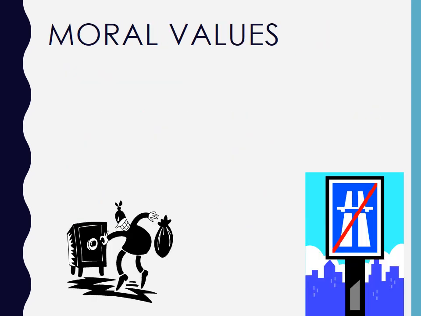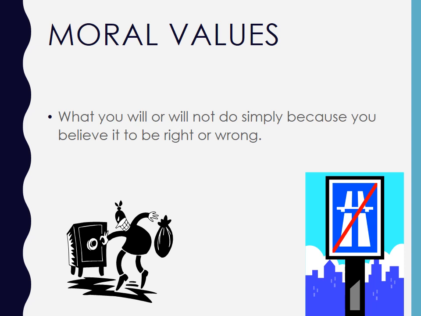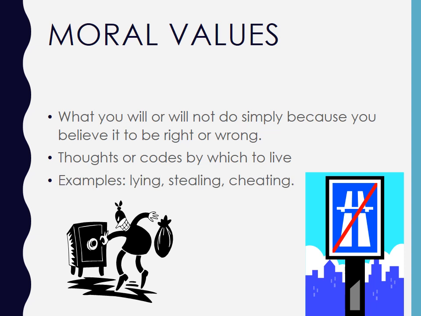Moral values are the last type of values that we will discuss. A moral value is something that you will or will not do because you think it is right or you think it is wrong. These are thoughts or codes by which we live. So an example, cheating. If I think cheating is wrong, I'm not going to let a friend use my homework to cheat. I'm also not going to use other people's homework so that I can cheat.